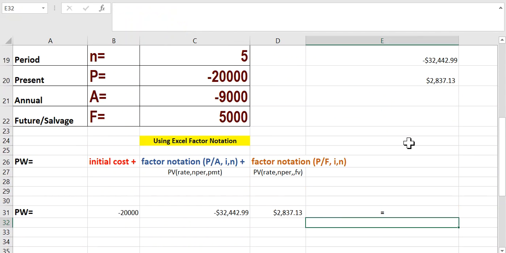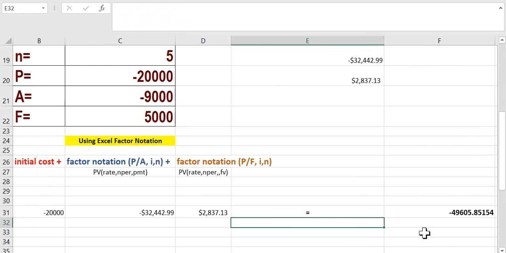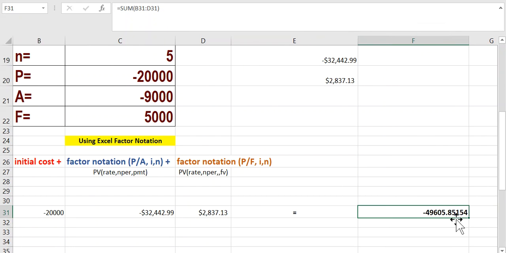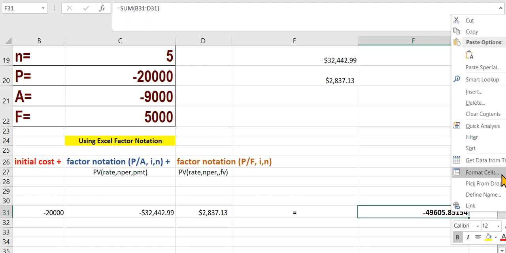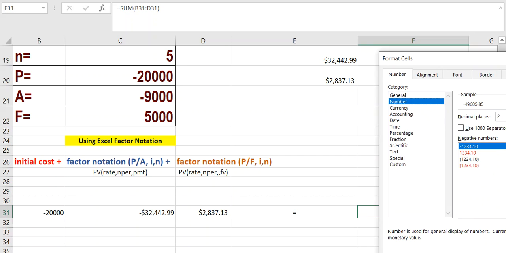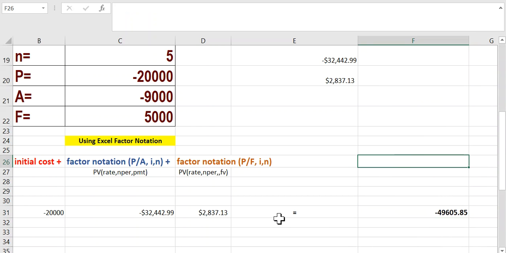So what's the summation? The summation is as follows. If you are bothered about how many digits you have after the decimal, all you have to do is go on the top and change this, or you can go to format cells and say, hey, this is just a number, and you are all set. That's it. Thank you.